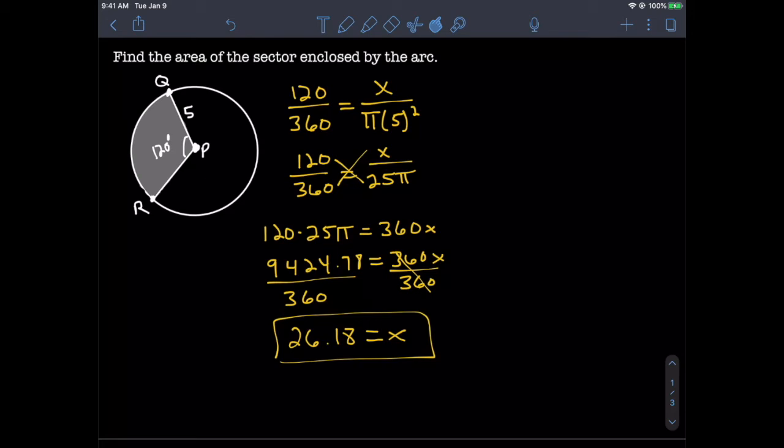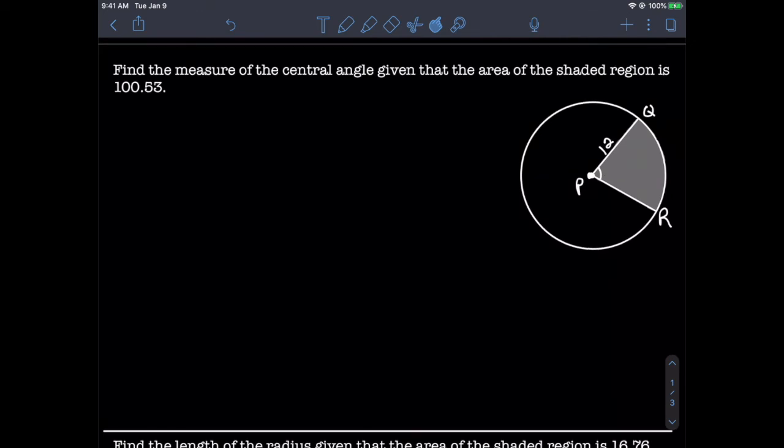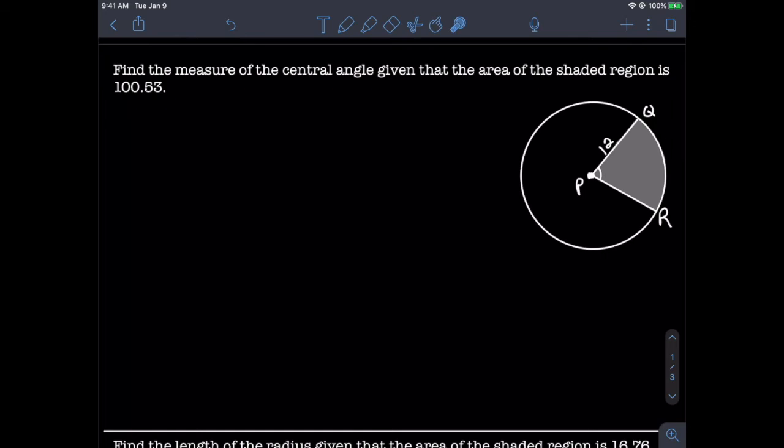Beautiful. Let's move on. All right, a little bit more work this time. We want to find the measure of the central angle given the area of the shaded region. This time, the area of the shaded region here is 153 hundredths. So we've got that extra thing to plug into the equation.